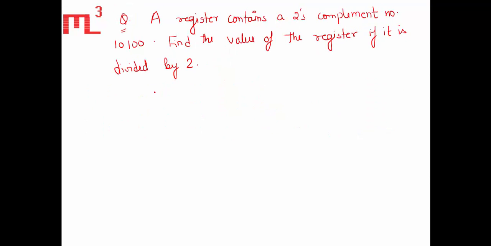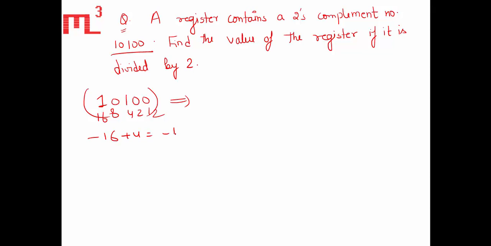A register contains a 2's complement number 10100. Find the value of the register if it is divided by 2. Okay. Now again, this is the number. They are saying divide by 2 and give the result. One of the traditional approaches: you will immediately compute its magnitude. 1, 2, 4, 8, 16. The magnitude is minus 16 plus 4, which will give you minus 12. That means this number is representing minus 12. So one way is minus 12 divided by 2 is minus 6. You will give the result.